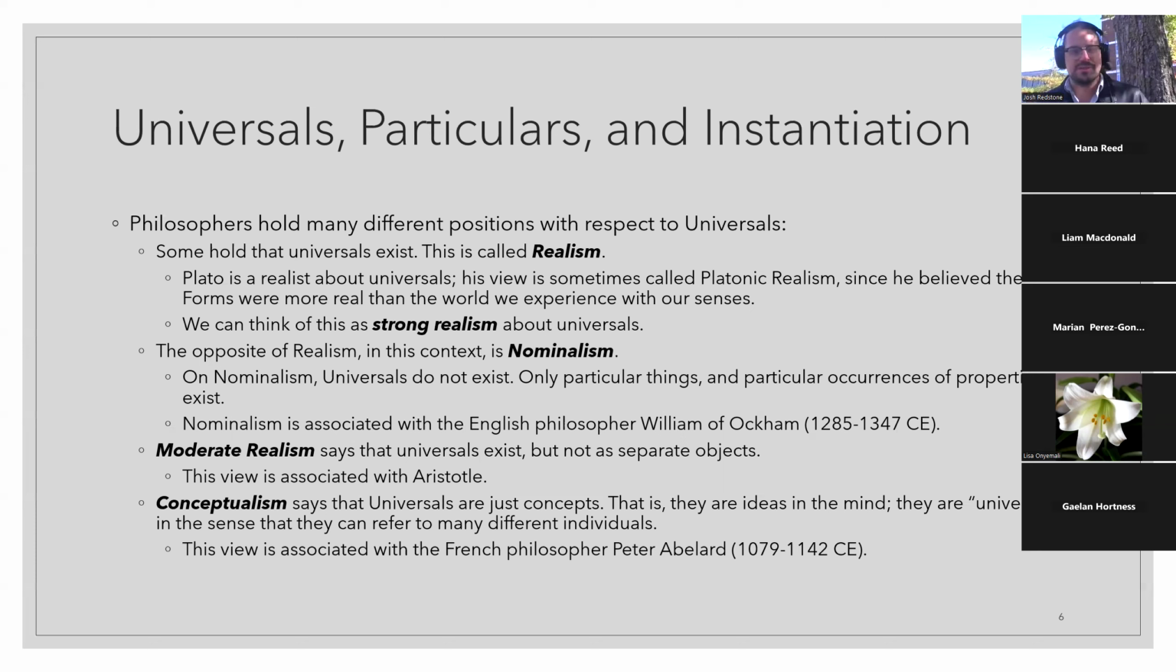Then there's conceptualism. This is associated with Peter Abelard, the medieval French thinker. On this view, universals are just concepts. They're just ideas, mental objects. They're universal in the sense that they can refer to properties that many different individual things share, but they don't exist in the objects. They don't exist over and above the objects. Rather, they are mental items, mental objects.